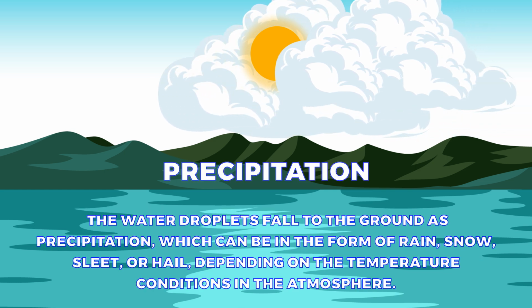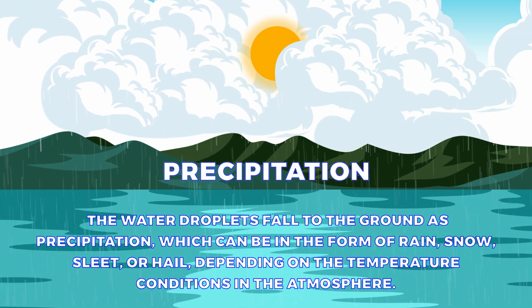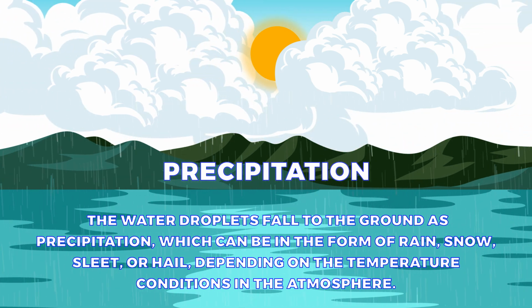Precipitation: the water droplets fall to the ground as precipitation, which can be in the form of rain, snow, sleet, or hail, depending on the temperature conditions in the atmosphere.